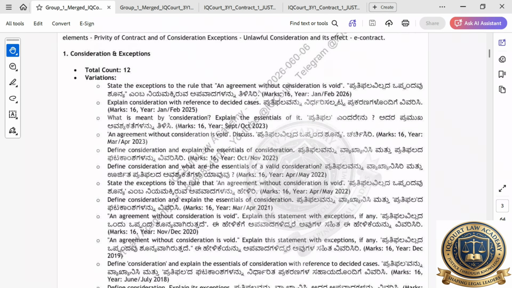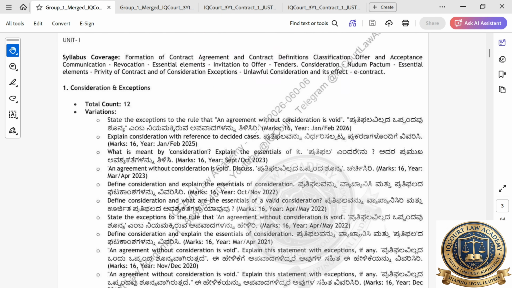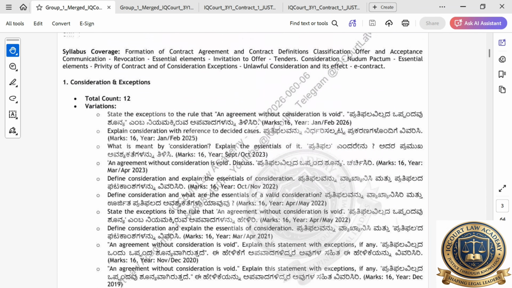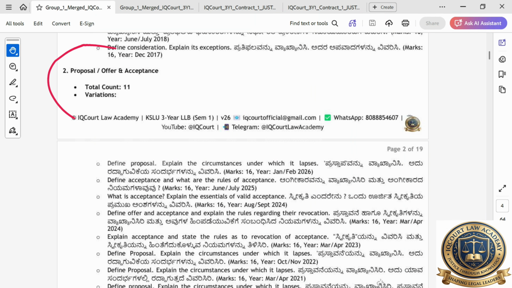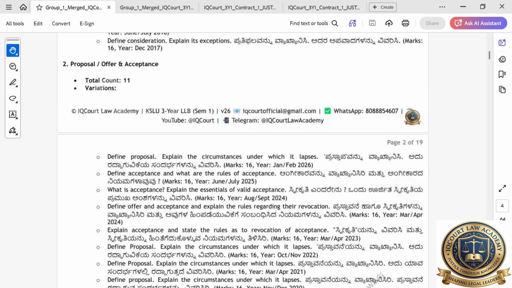They may ask it in different wordings, in a different way. But all three questions are very, very important. The first unit is related to consideration and exception. Both are very, very important. And proposal, offer, acceptance. This is very, very important.